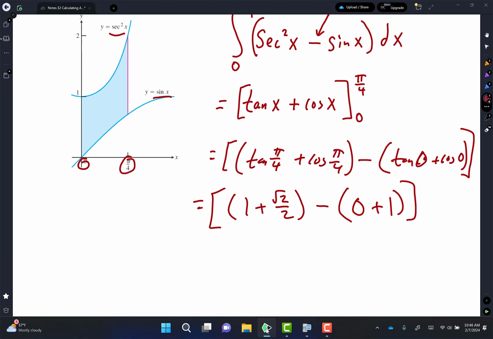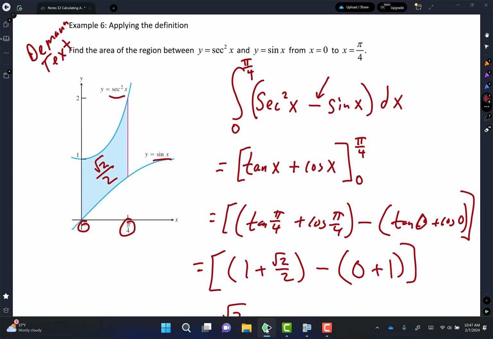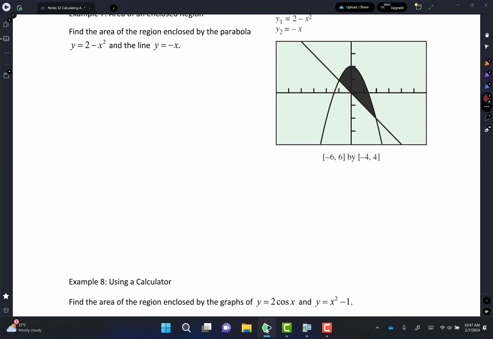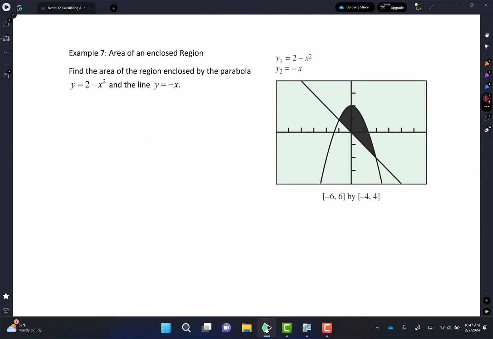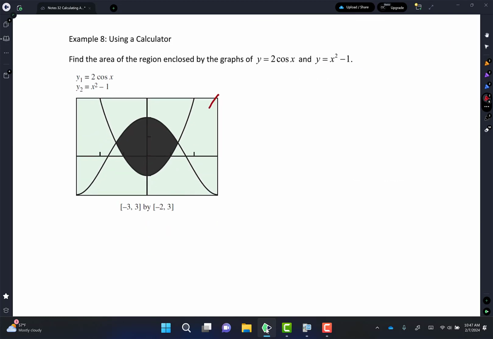When you subtract or distribute that negative, however you want to see it, the 1 and 0 cancel out, and all you're left with is... So the area between those two curves, this area here, must be square root of 2 over 2. Is this making sense, guys? All right. Let's keep going. Notice we're almost done. We're going to do this one without a calculator, and we're going to do the one on the bottom with a calculator.